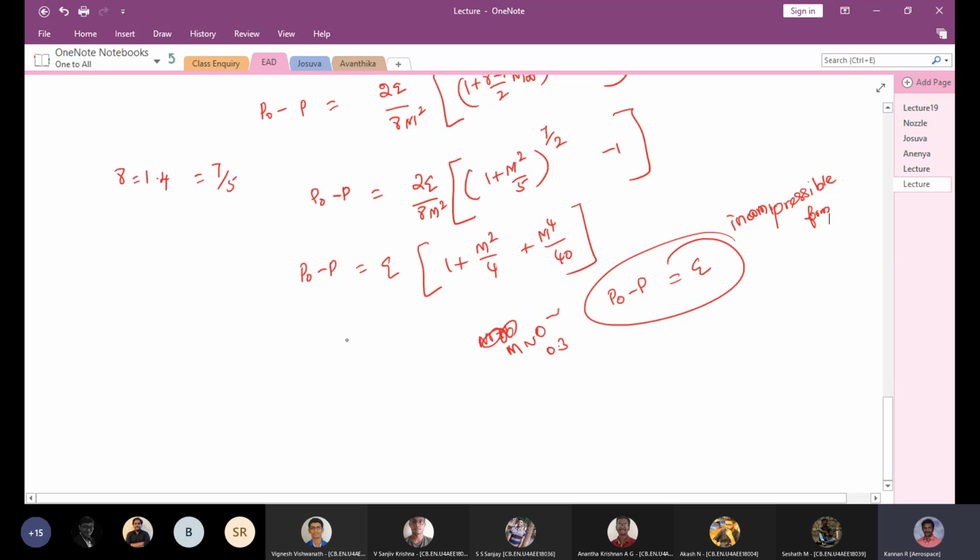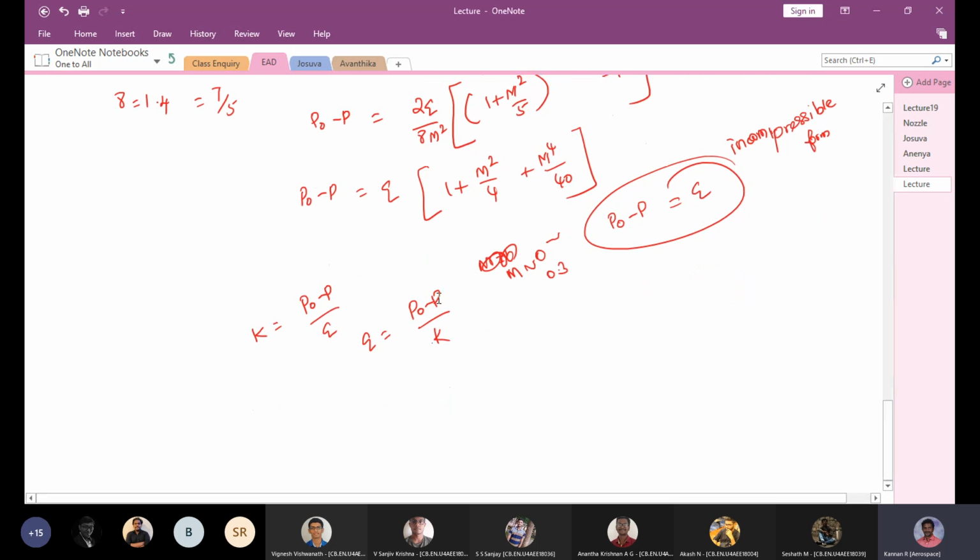So here we are going to denote a parameter called K. That's going to be P naught minus P divided by Q. So your K is nothing but, from here, K is equal to 1 plus M square by 4 plus M to the power 4 by 40.